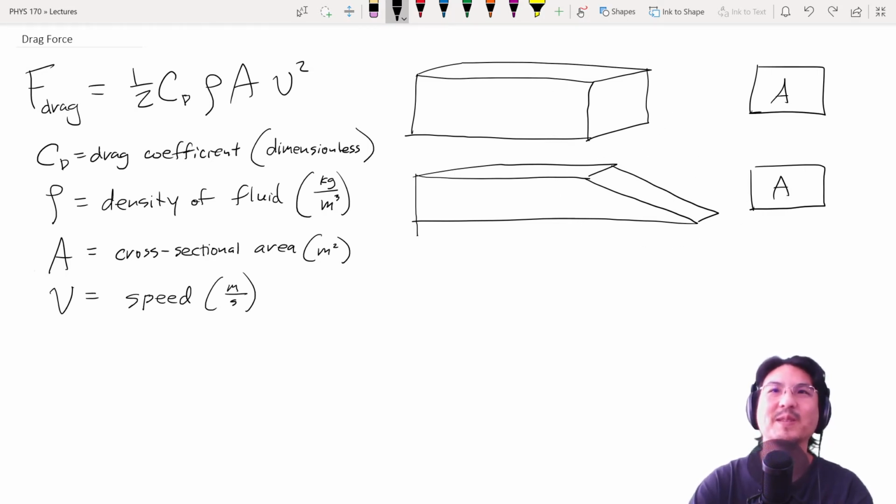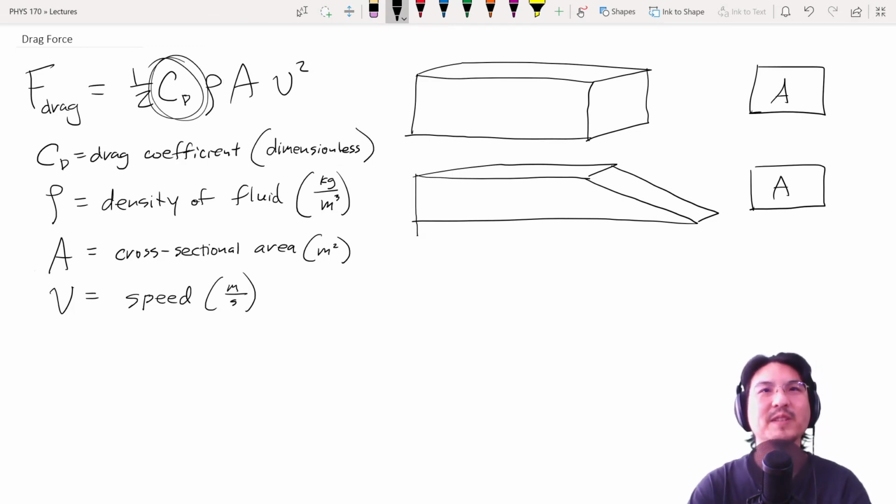So although they have the same area, they would have different drag coefficients. And this is something determined experimentally. So you'd have to run like wind tunnel tests to kind of measure the drag coefficient.